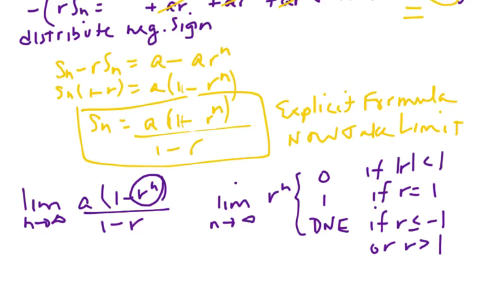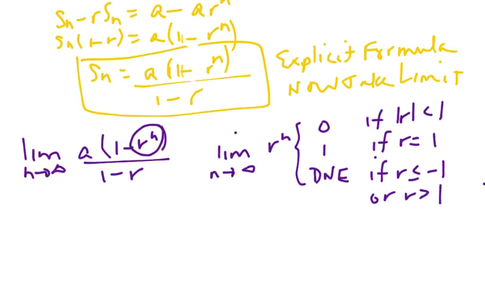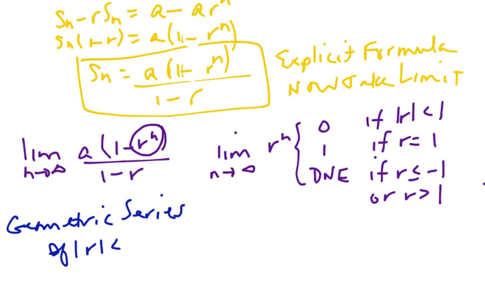And I'll just summarize it, and then that's going to be it. So in summary, for a geometric series, this is the bottom line now. If the absolute value of the ratio r is less than 1, then the series is going to converge.